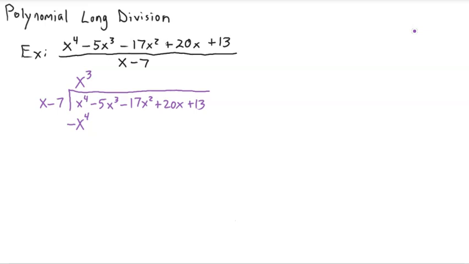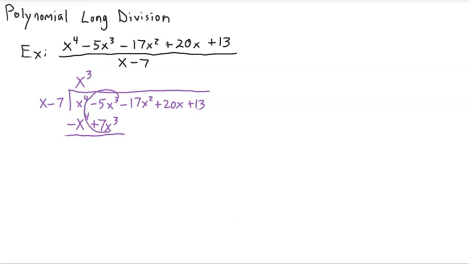We're going to do the same thing when we multiply the x to the third times the negative 7. So x to the third times negative 7 is negative 7x cubed. But we're actually going to write it as positive 7x cubed. We're changing the sign, and that's because we're subtracting, just like we do in regular long division. X to the fourth minus x to the fourth is equal to 0. So these two cancel out, and that will happen every single time. The first term will always cancel out the first term every time we do one of these.